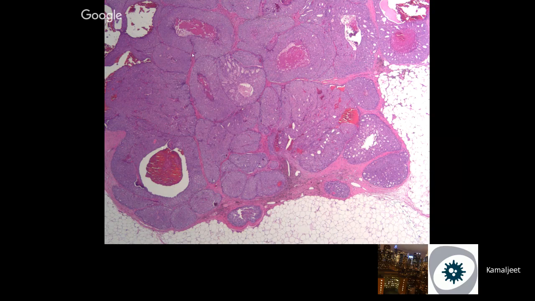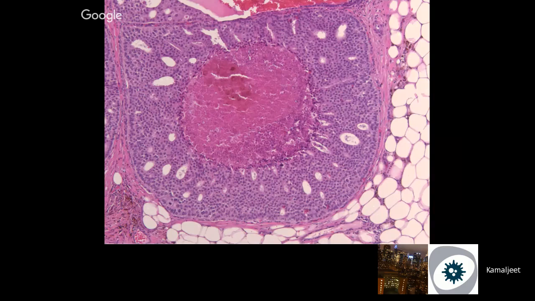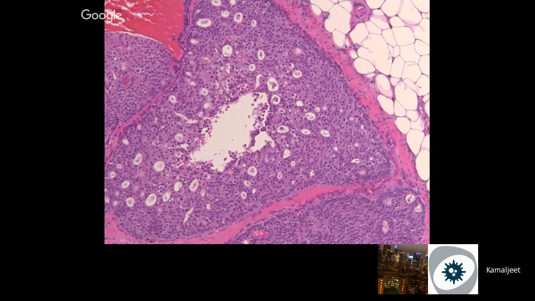The typical histological features are thin fibrous septa that separate these broad nests of tumor cells. On high power, if you go to the individual nodule, they look like low-grade DCIS, and they can have a cribriform appearance. If you pay attention, some of them may have a little mucin.